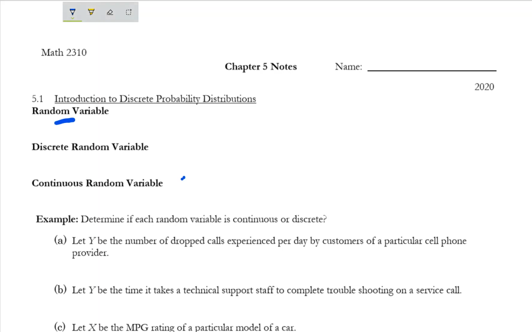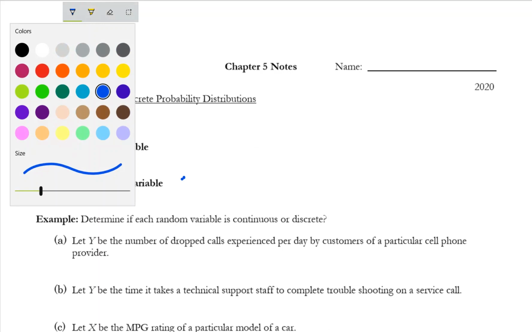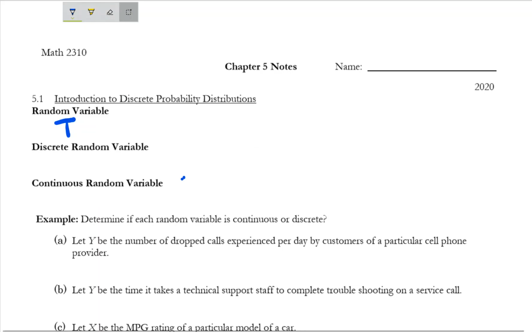Come on, you. That's way too thick. Eraser. I like this app right about until now.